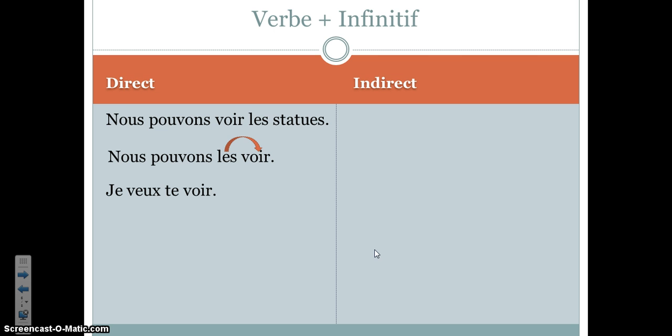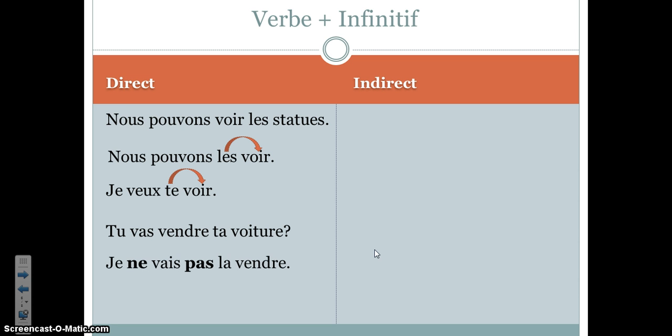So we can also see it here, je veux te voir. Notice that the te goes in front of the infinitive voir, because do I want you or do I want to see you? And that's an important distinction to note. Tu vas vendre ta voiture? We would say je ne vais pas la vendre. Notice that the la goes in front of the infinitive. We can still negate the first verb. Remember that ne pas only goes around one conjugated verb.